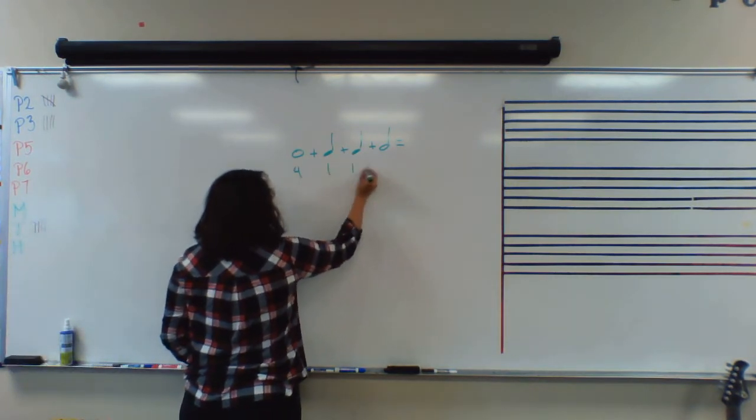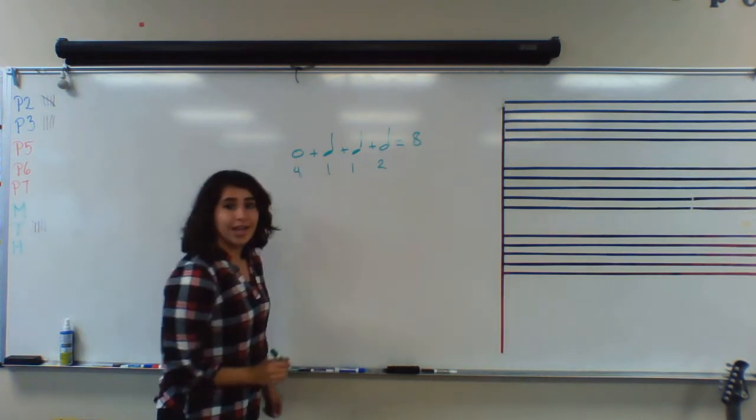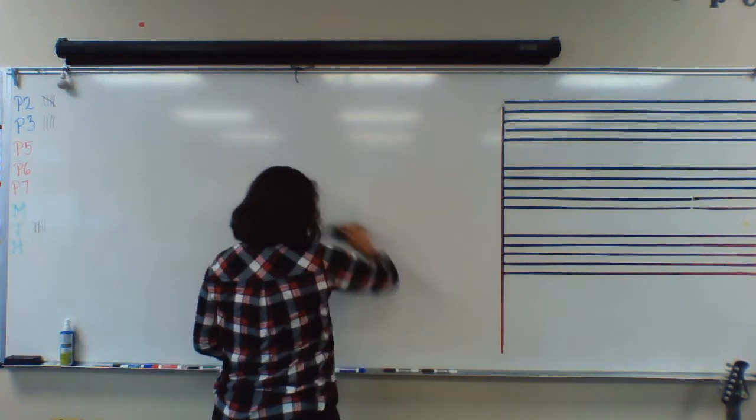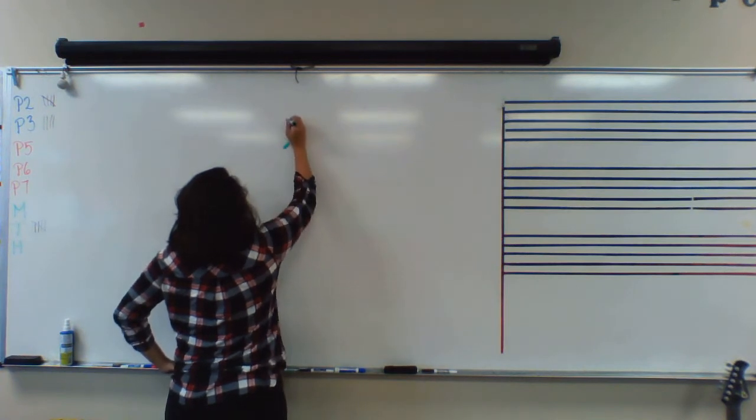4 plus 1 plus 1 plus 2. 4, 5, 6, 7, 8. That equals 8. Okay. That was easy sauce.